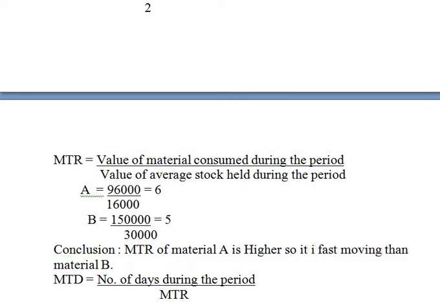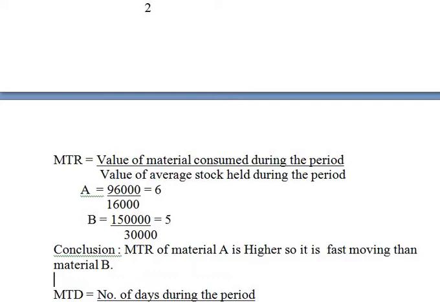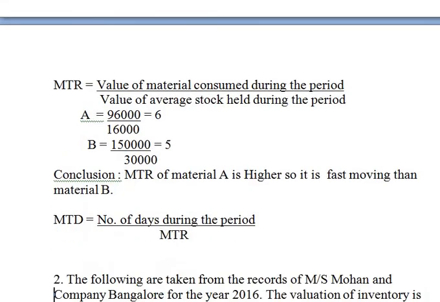It is fast moving than material B. Okay, so this is the conclusion you can write. Now next they have asked us to calculate it in number of days also. Okay, so the formula is material turnover in days is equal to number of days during the period divided by material turnover ratio. Same thing again we need to calculate for A as well as B.